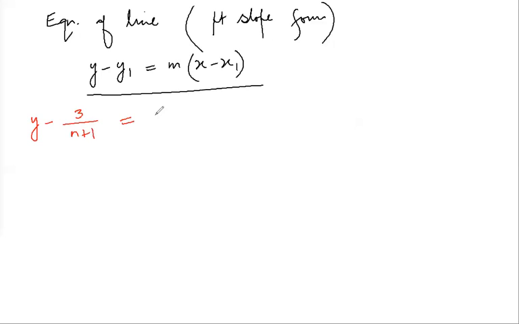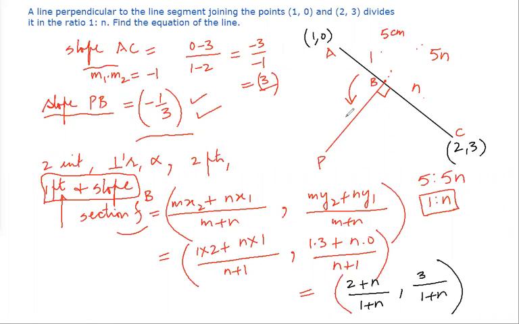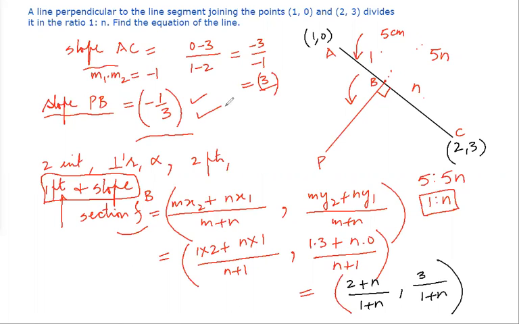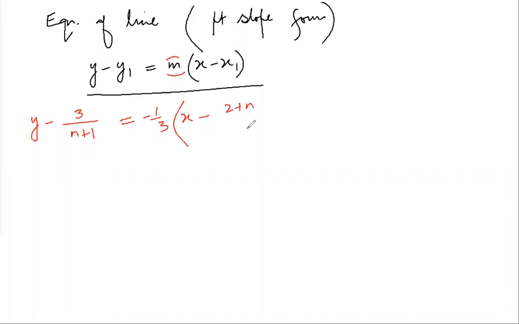What is m? What is the slope of the line? The slope of the line is minus 1 by 3. We're talking about this line only, na? It's minus 1 by 3. Okay. So minus 1 by 3 into x minus, what is x1 coordinate? 2 plus n upon n plus 1. Please solve it now.